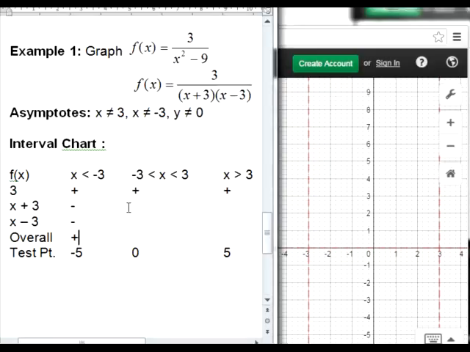In the middle, I'm going to do the same thing with 0. 0 plus 3 is going to be a positive result, so I'm going to put a plus there, and 0 minus 3 is going to be a negative result. Then I'm just going to multiply, so a positive times a positive is a positive, times another negative is a negative, so that's going to be a negative. On the right then, 5 plus 3 is a plus, 5 minus 3 is a plus, and the overall result is a plus.